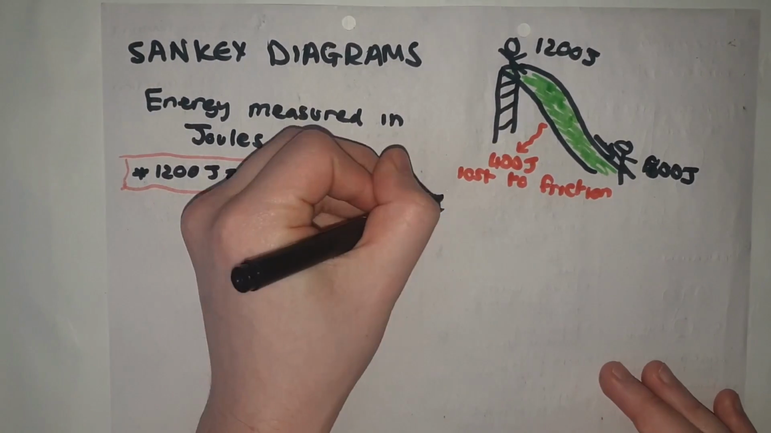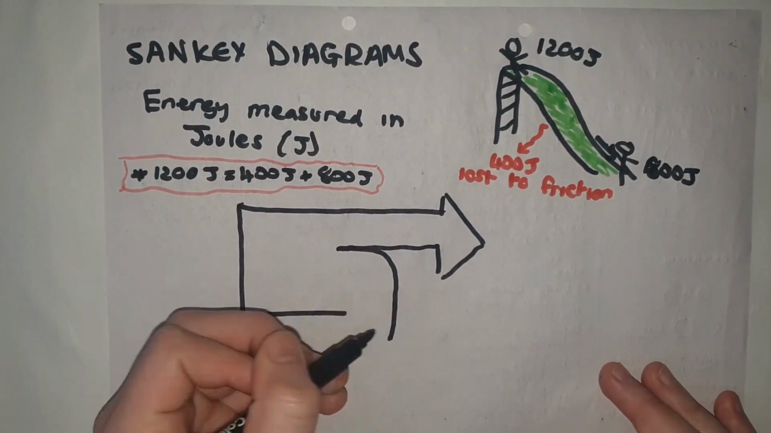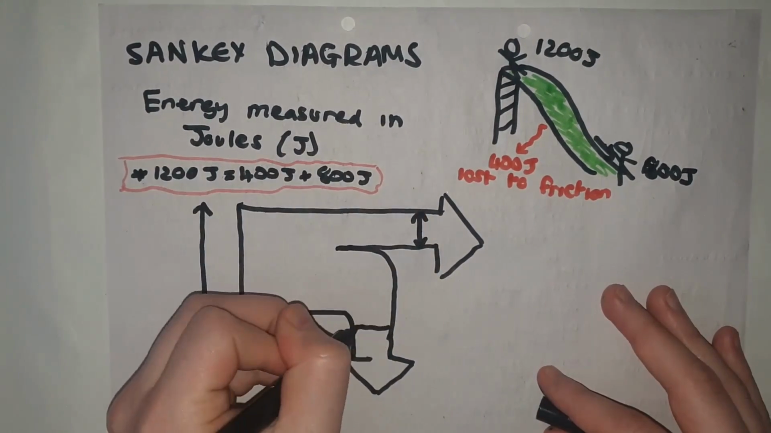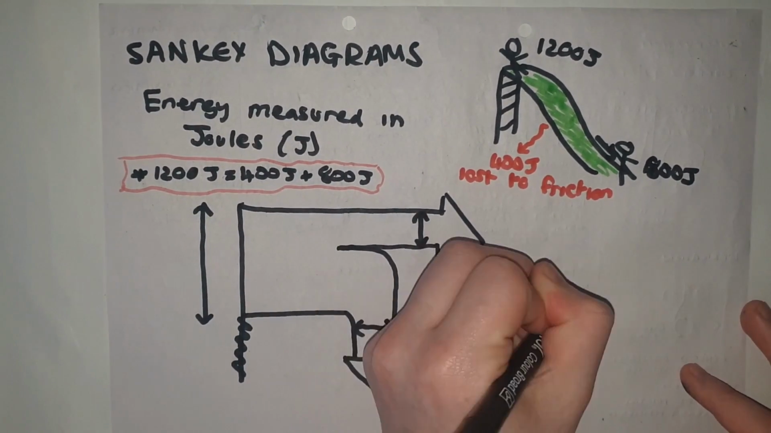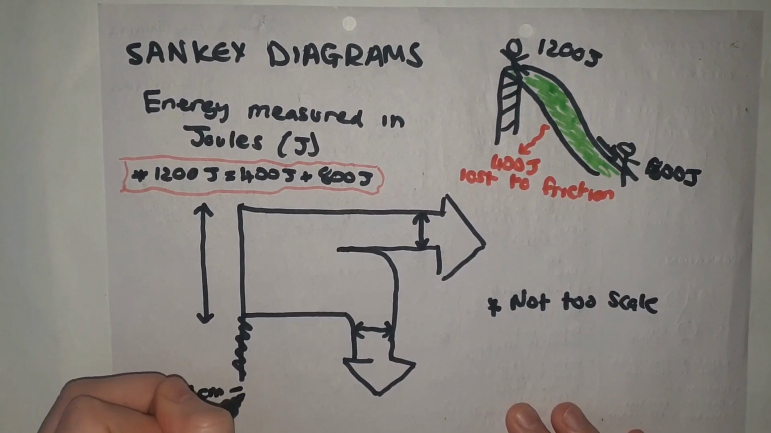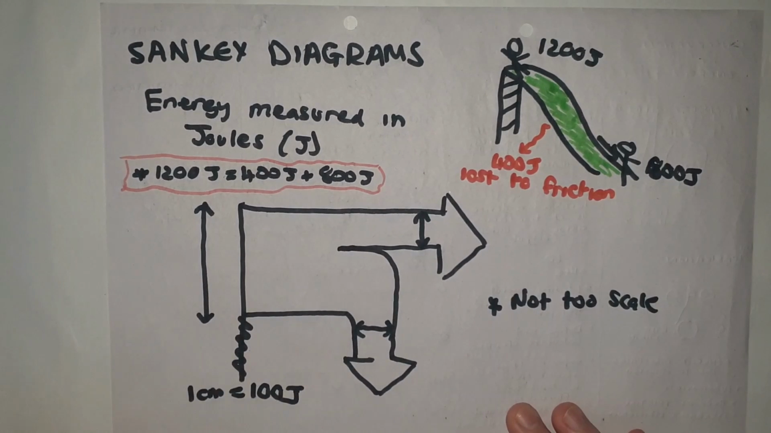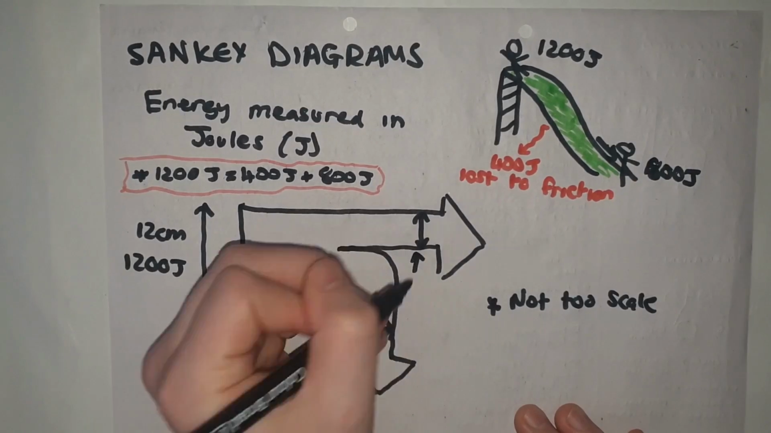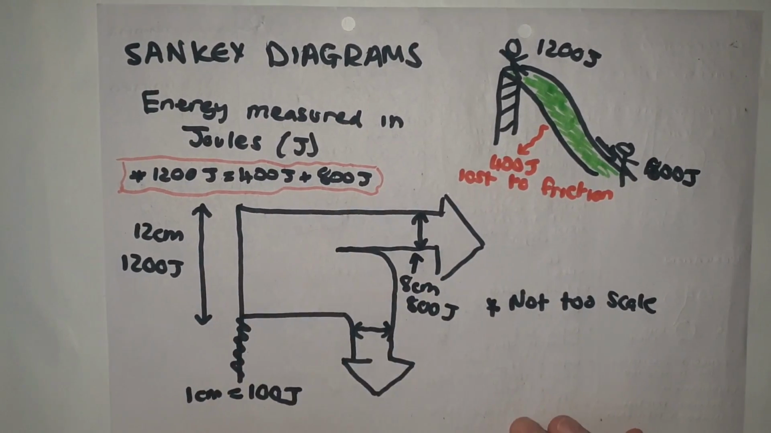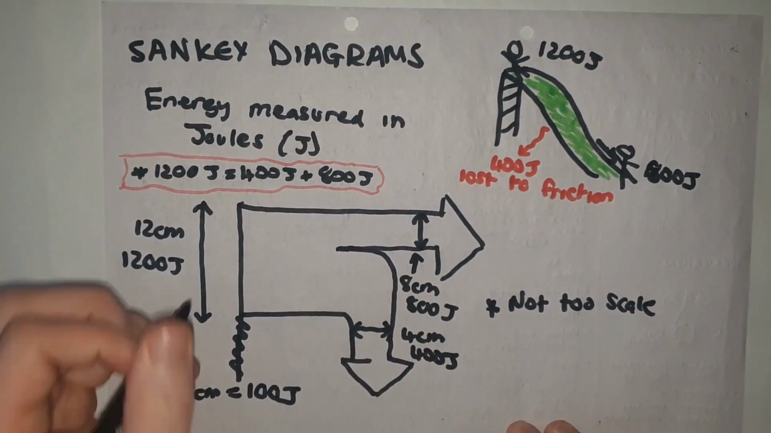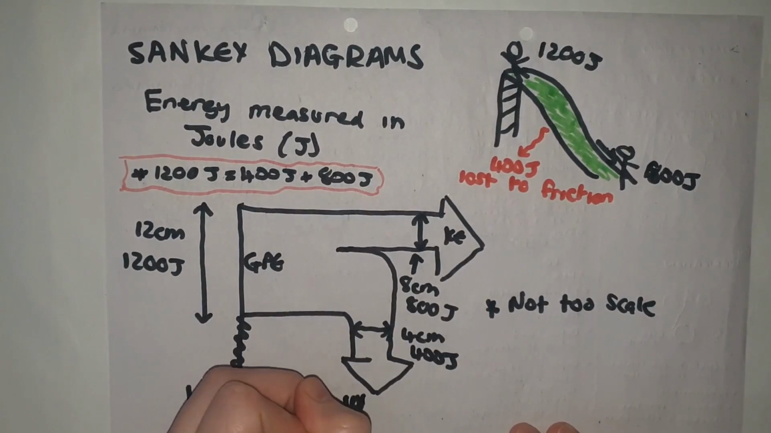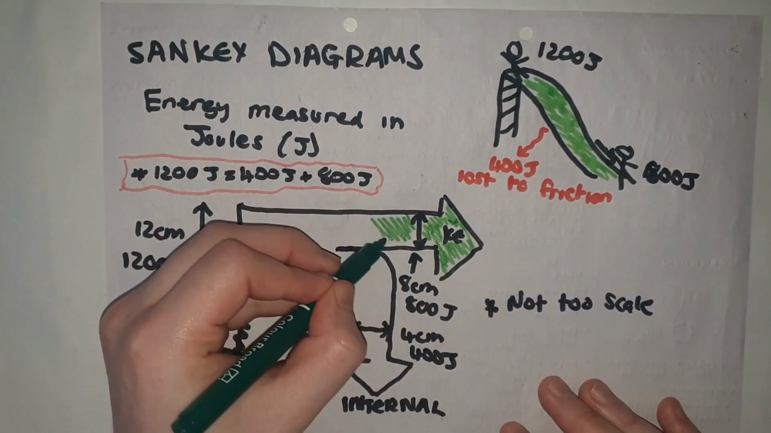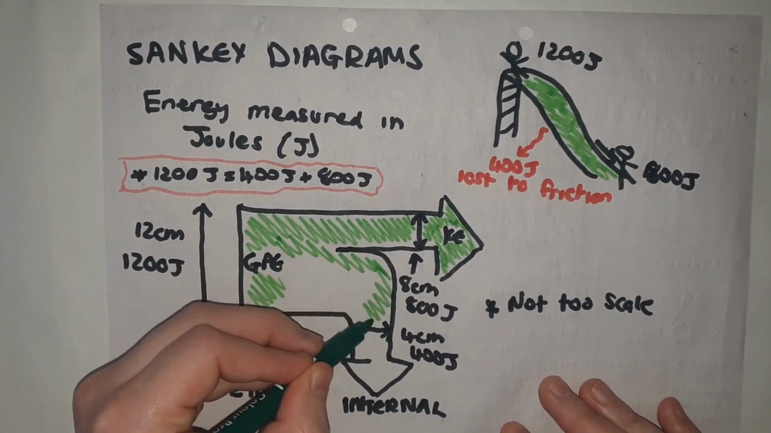So to represent this, we draw a diagram which has two arrows coming off it, and the thickness of the arrows tells us how much energy goes into each store. So we need to make a scale. In this example, we will use a scale of 100 joules equals 1 centimetre. So the arrow needs to start off 12 centimetres thick. The arrow showing the kinetic energy store needs to be 8 centimetres thick, and the internal energy store arrow needs to be 4 centimetres thick. And this is how we show energy transfer using a Sankey diagram.